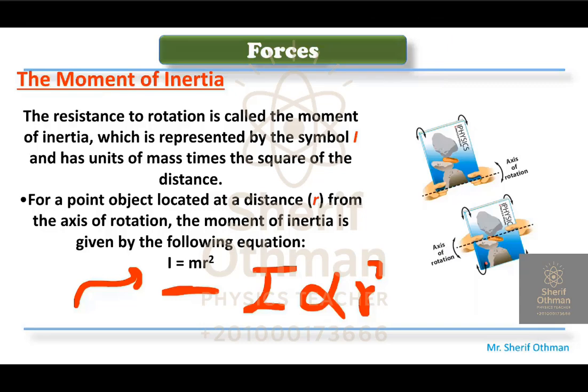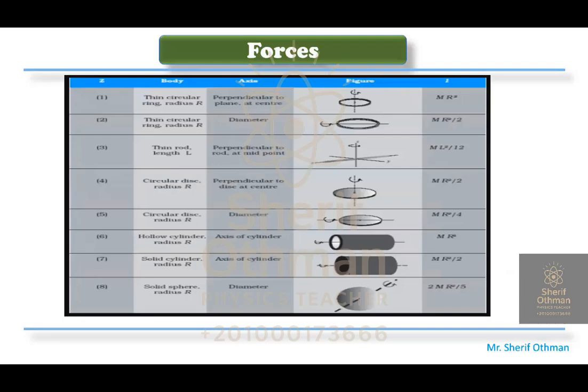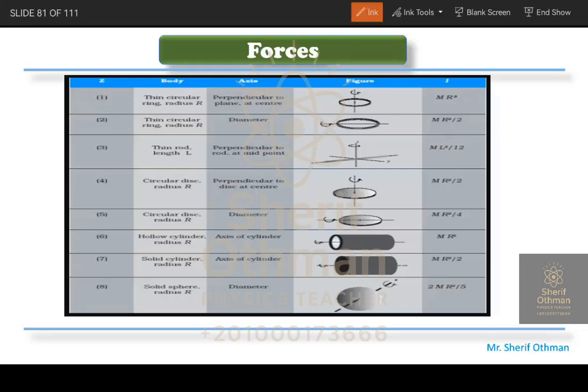As we can see, different objects have different moments of inertia. The semicircular ring has a radius r, the force is perpendicular to the center, so the rotation is perpendicular to the center and it is going to rotate around its axis, mr squared. If it is going to rotate around an axis which is parallel to the surface of the semicircle, it will change into mr squared over r.